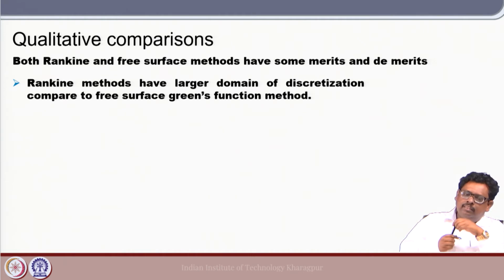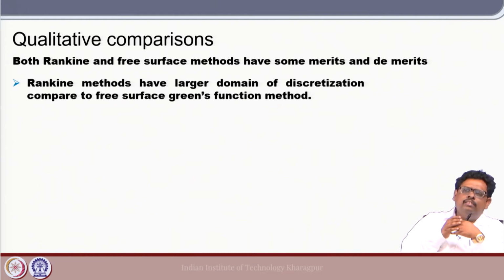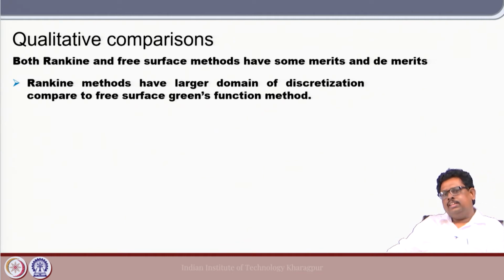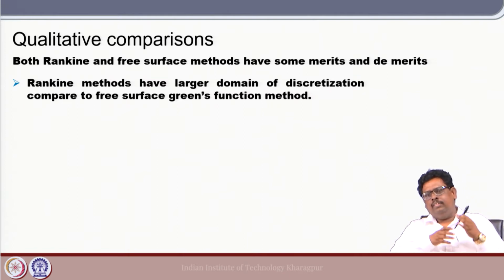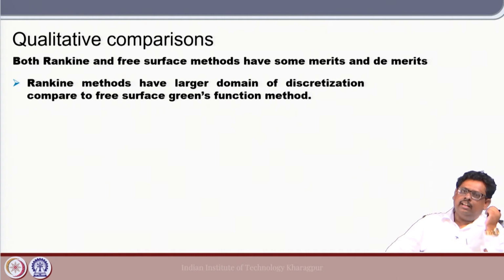That is simply because the domain discretization becomes very easy. We do not have to discretize the whole domain; it is necessary to discretize only the body if I use the frequency domain panel method, or maybe only the body plus the free surface if you want to use the Rankine panel method.